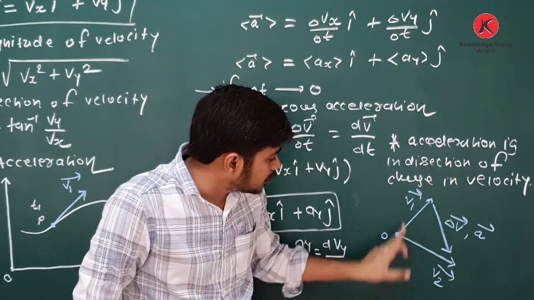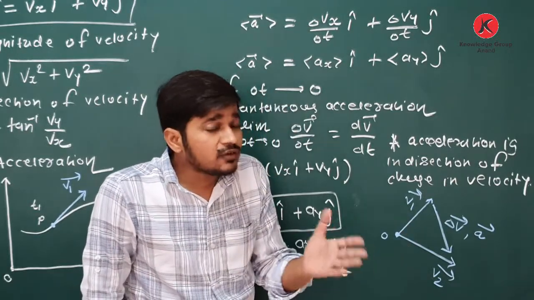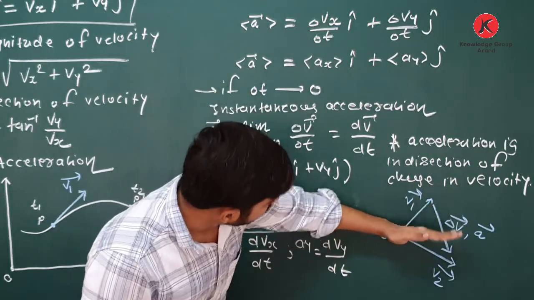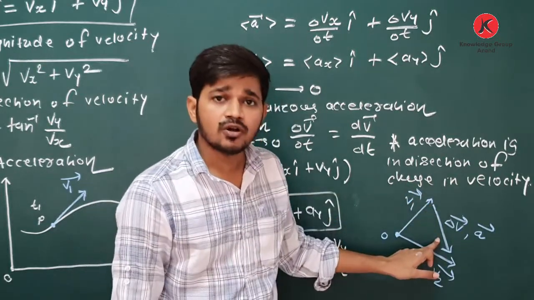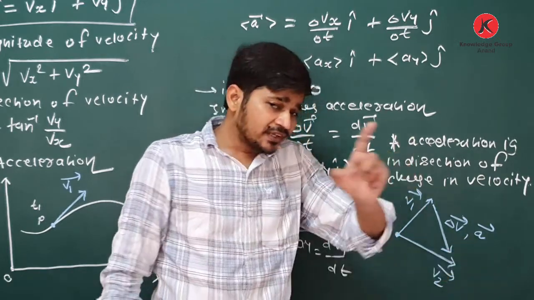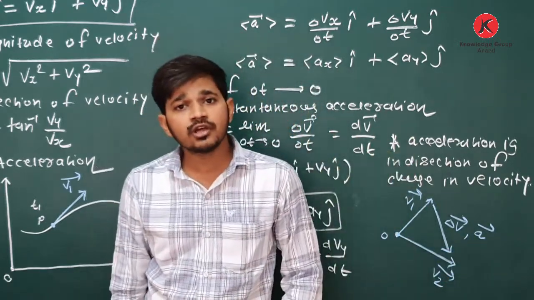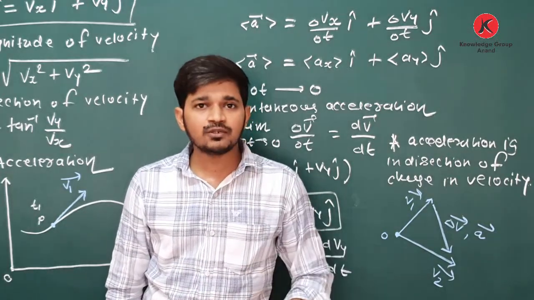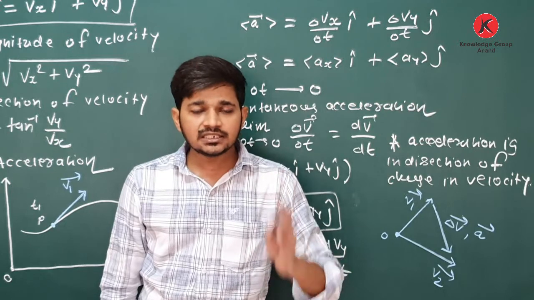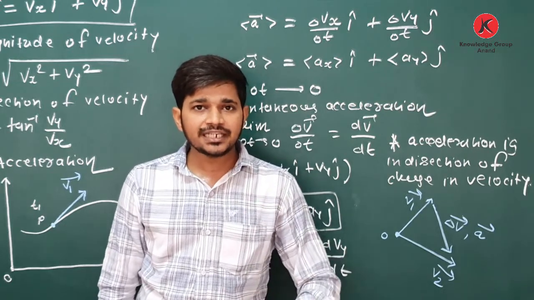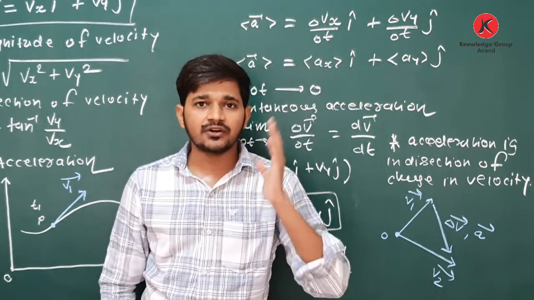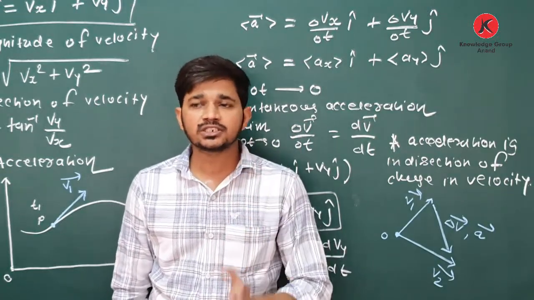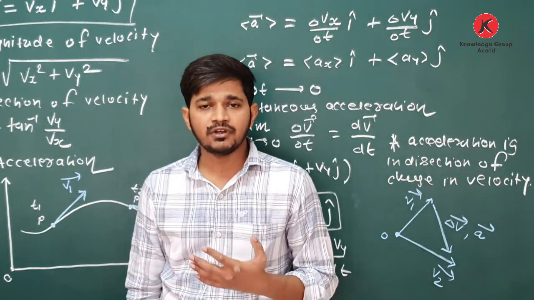If this is the initial velocity v1 and this is the final velocity v2, then see the movement of the hand: this is the direction of change in velocity, and acceleration is in this direction. Clear about this? So it is all about position vector, displacement vector, average velocity, instantaneous velocity, average acceleration, and instantaneous acceleration. Clear about this? Now in the next lecture we will see equations regarding such definitions.